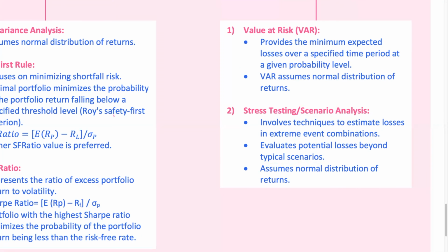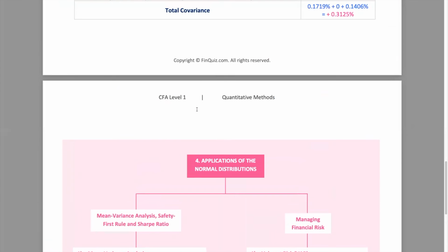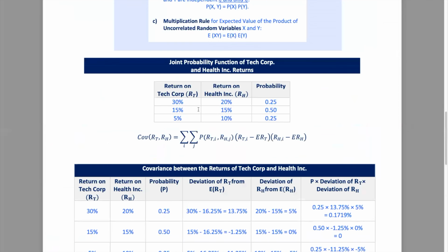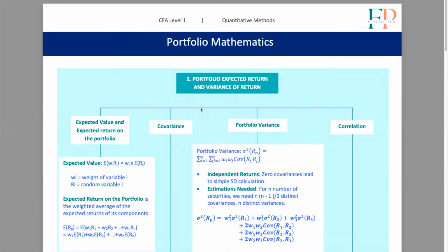We've covered a lot of ground today, from expected return and variance to covariance, correlation, and various risk management techniques. Remember, these concepts aren't just theoretical, they're the tools you'll use to manage risk and optimize returns in real-world portfolios.